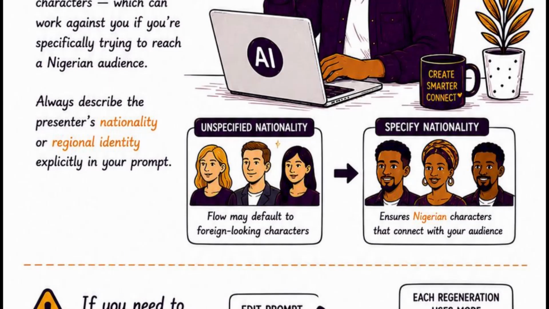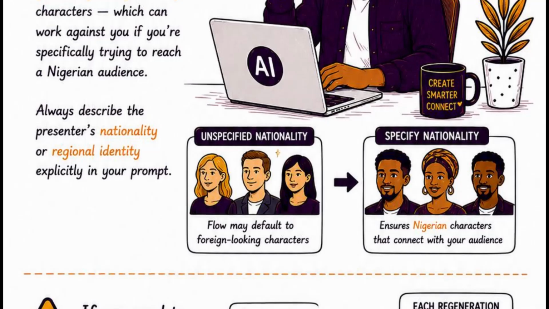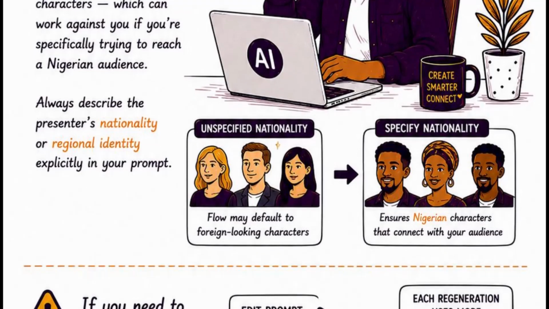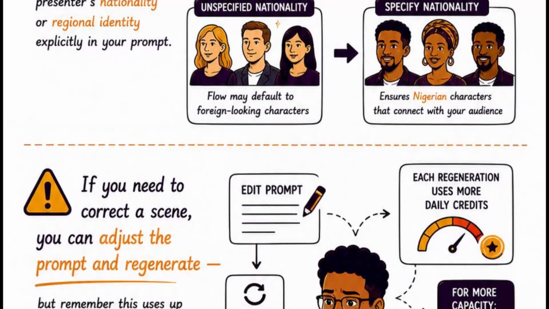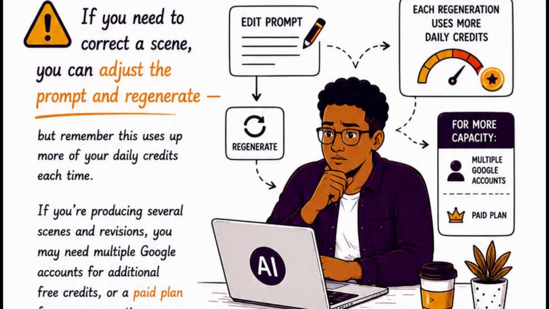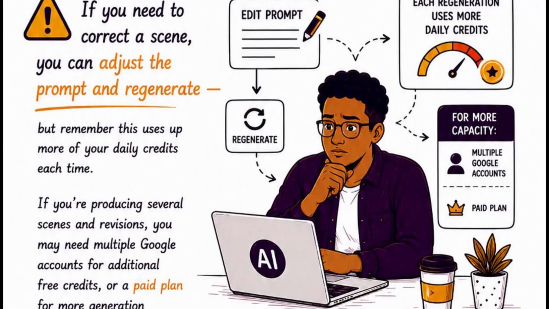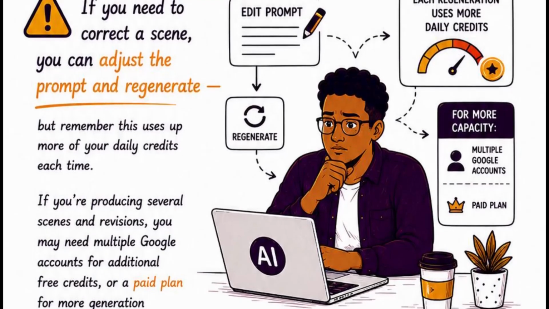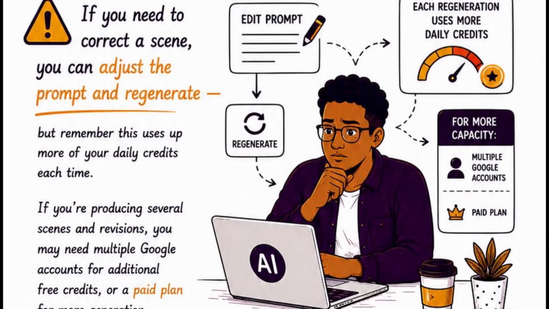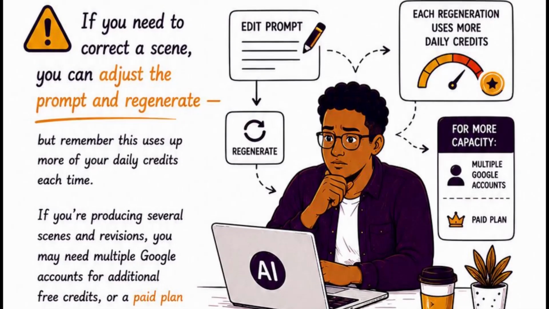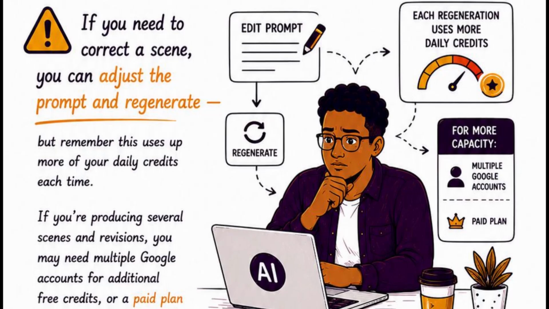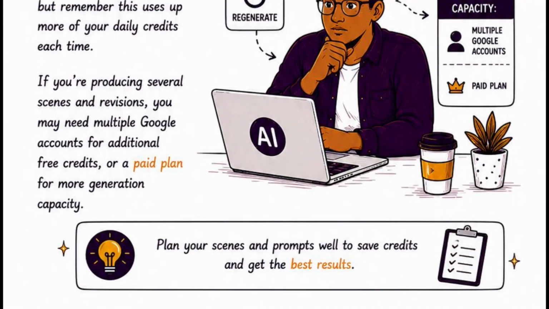You can also take it a step further and make more descriptions about their look: mid-40s, tall, plump, slim, and the likes. If you need to correct a scene, you can adjust the prompt and regenerate. But remember, this uses up more of your daily credits each time. If you are producing several scenes and revisions, you may need multiple Google accounts for additional free credit, or a paid plan for more generation capacity.